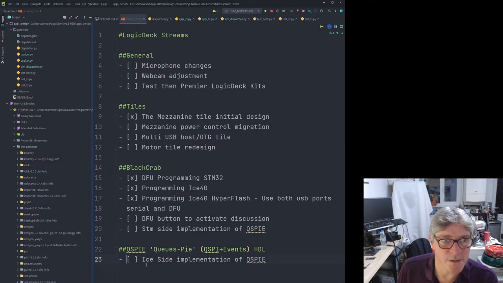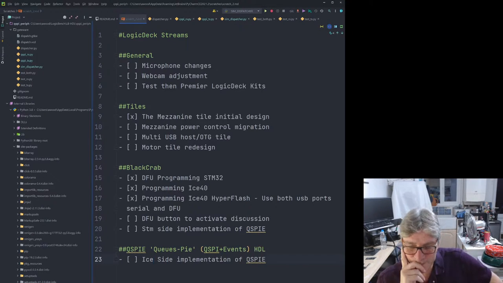Yeah, let's go to QSPIE. That's pronounced Q's, like that, and then Pi. That's what I'm calling this. It's basically QSPI plus events. What Laurie and I have come up with is a way of doing this that we think is a good combination of the use of pins and the bandwidth we've got between the two devices.